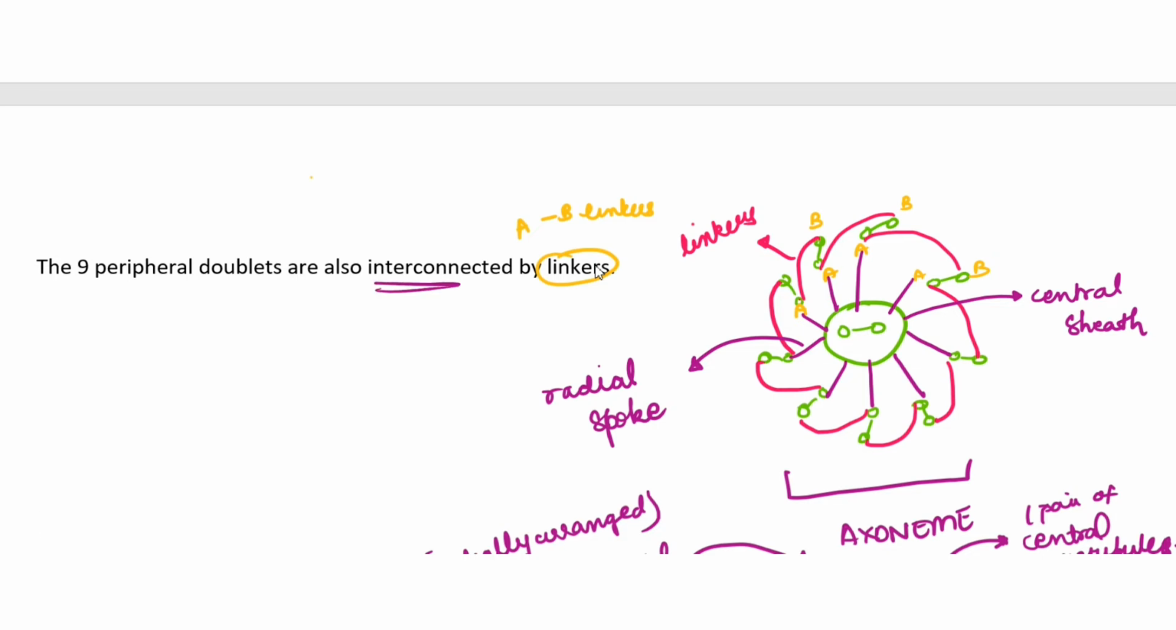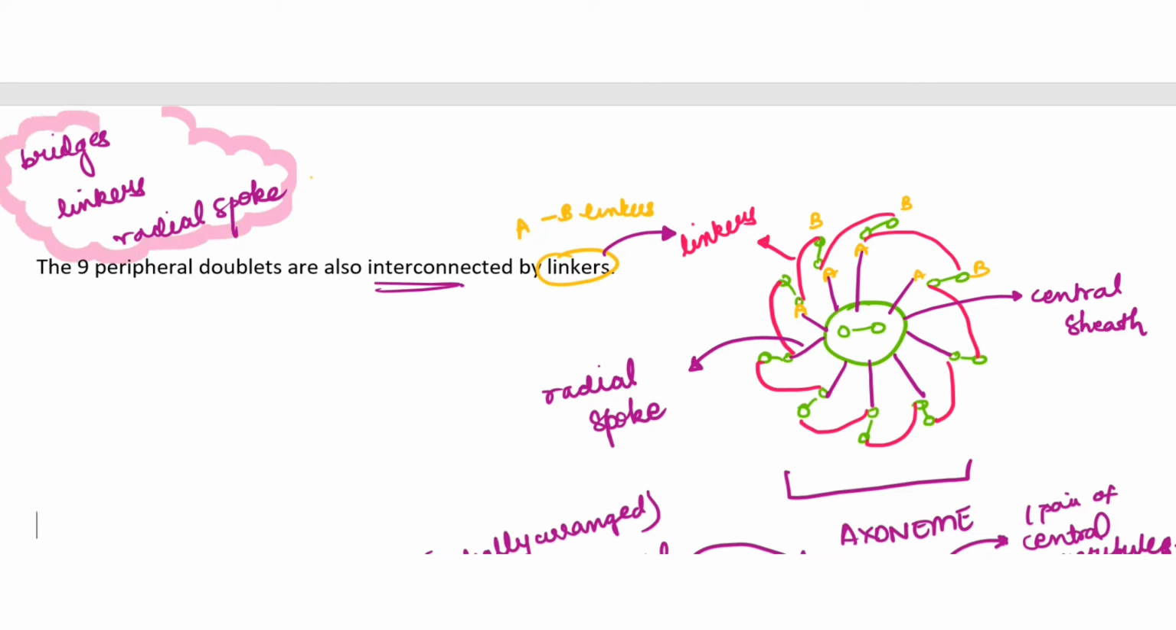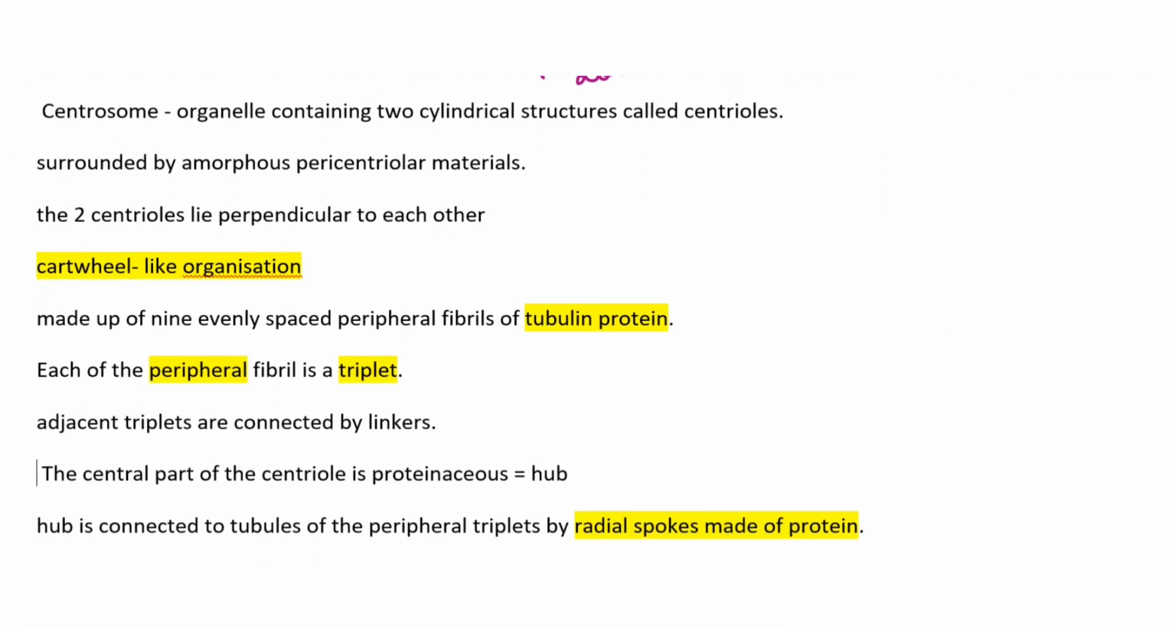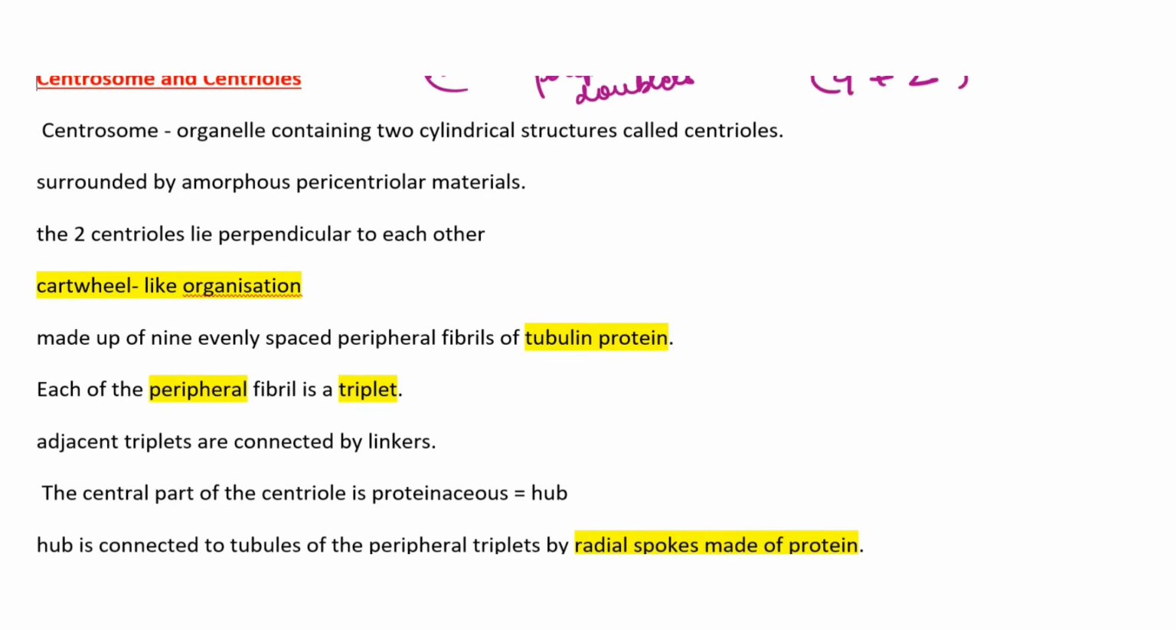And the next text says 9 peripheral tubule doublets are interconnected by linkers. So there are three terms here: bridges, linkers, and radial spoke. Bridge is something connecting the microtubules together, linkers are the ones connecting the peripheral doublets together, and radial spoke is connecting the central sheath to the A microtubule. Understood? So can we move on to the centrosome and centrioles topic?